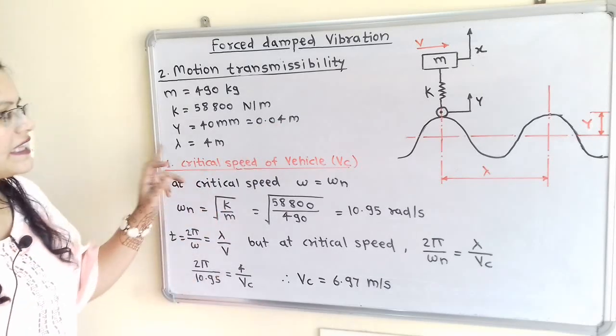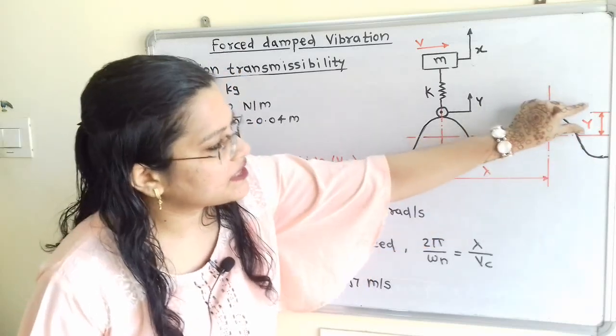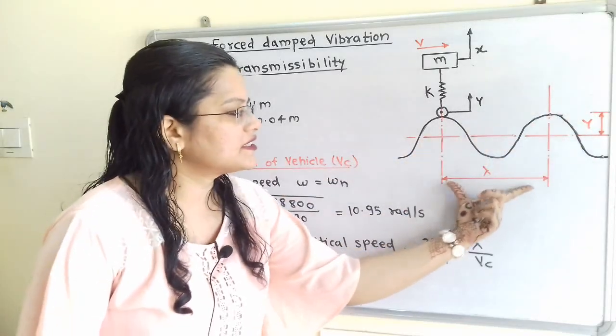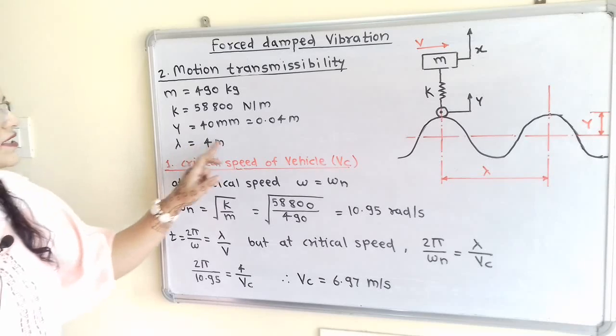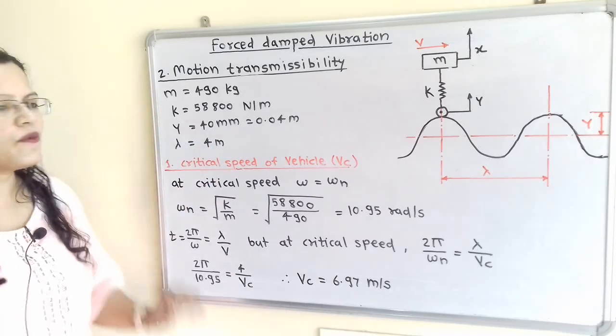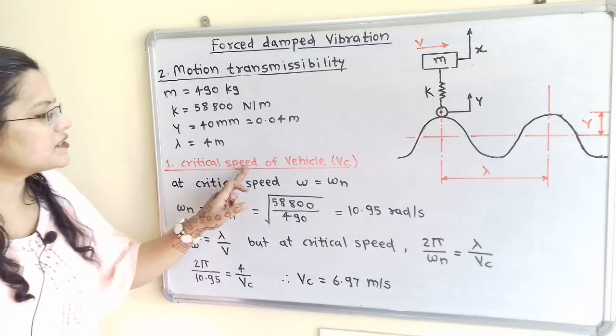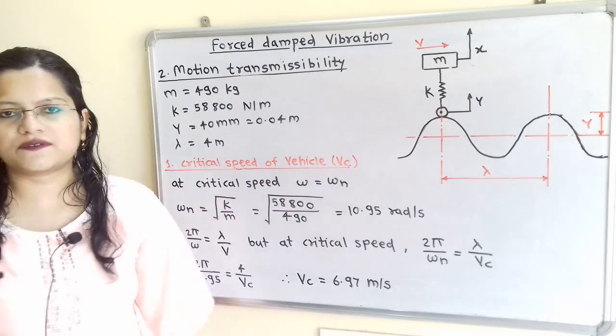And the wavelength lambda. If we observe the base in the sinusoidal form, then this is the amplitude y and this is the wavelength lambda. So lambda is equal to 4 meter. Now as per the given data, we will move to the first question. We have to find out the critical speed of vehicle, that is Vc.